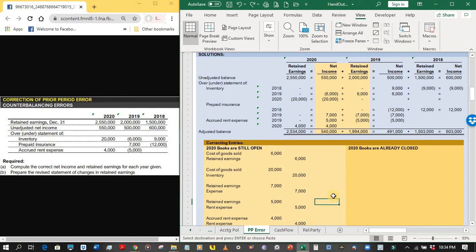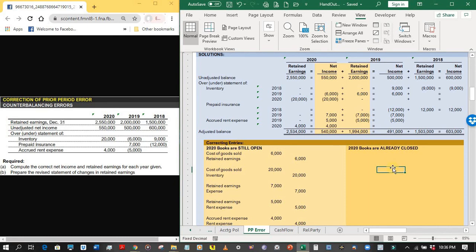Now let us proceed to the preparation of correcting journal entries, assuming the 2020 books are already closed. It means that the nominal accounts are already closed to the retained earnings, and we can no longer adjust or correct the net income in 2020. What we can adjust is only the retained earnings at the end of 2020, because all nominal accounts for 2018, 2019, and 2020 are already closed to the retained earnings. Again, since the books in 2020 are already closed, we can only adjust the retained earnings account.